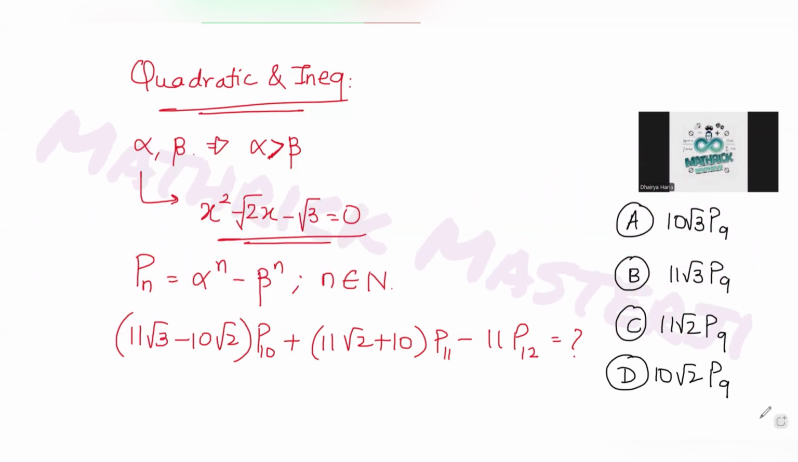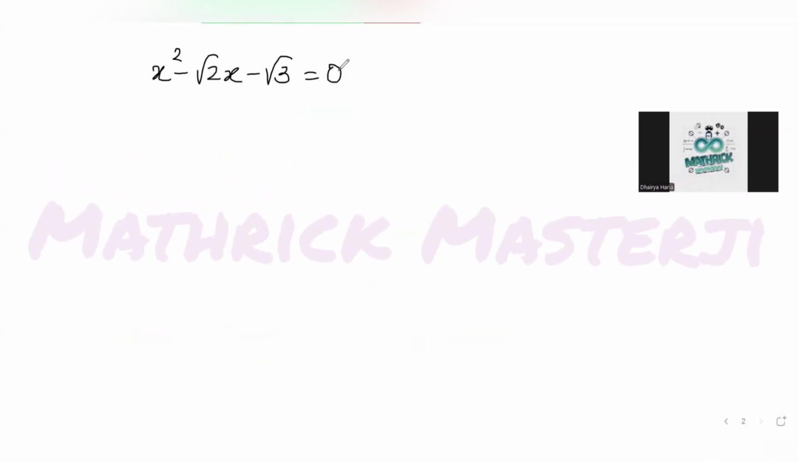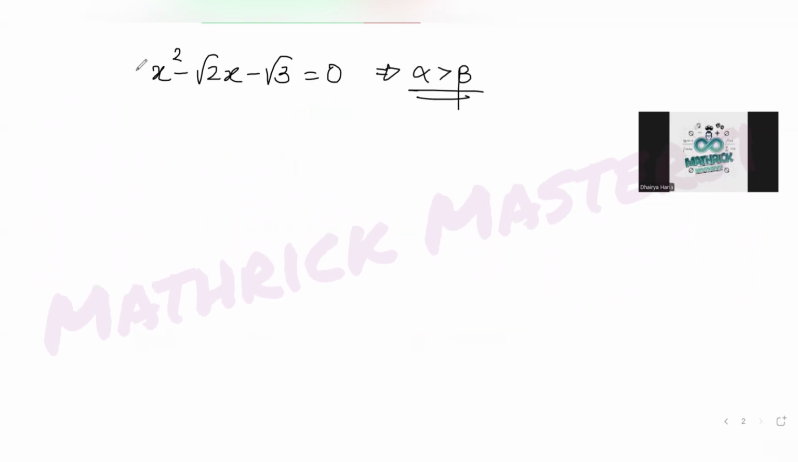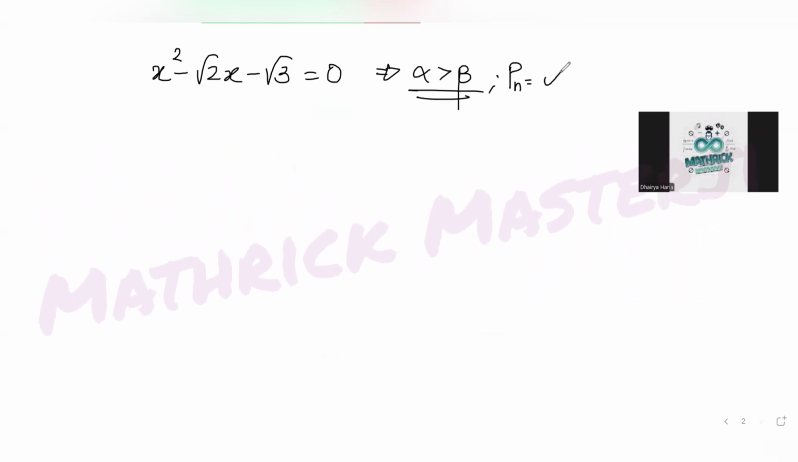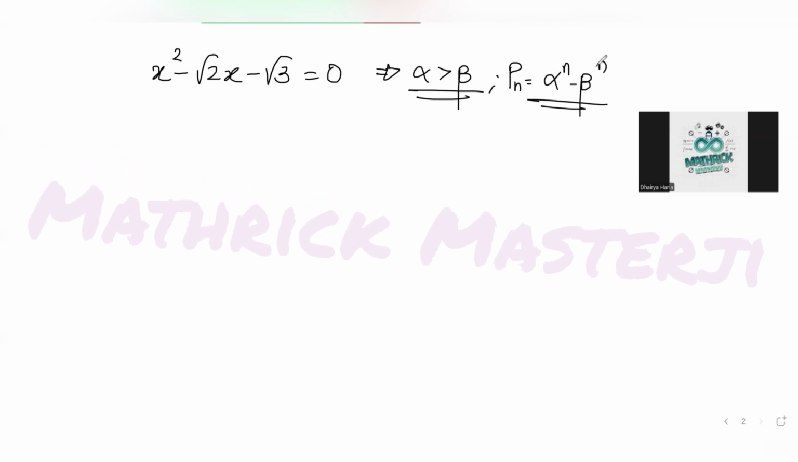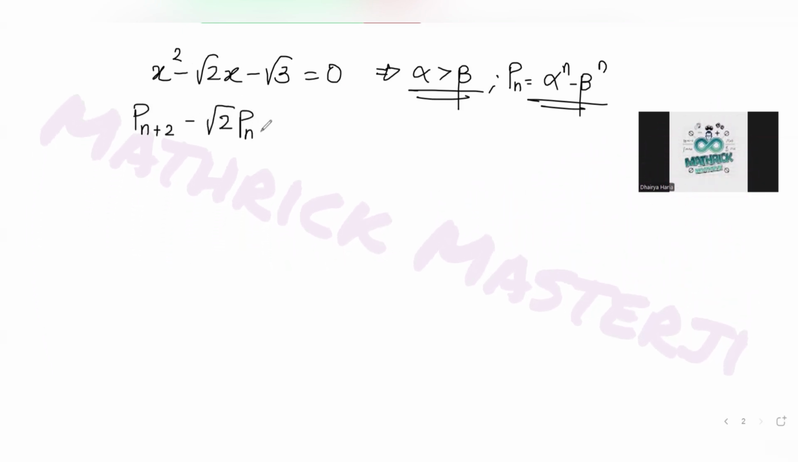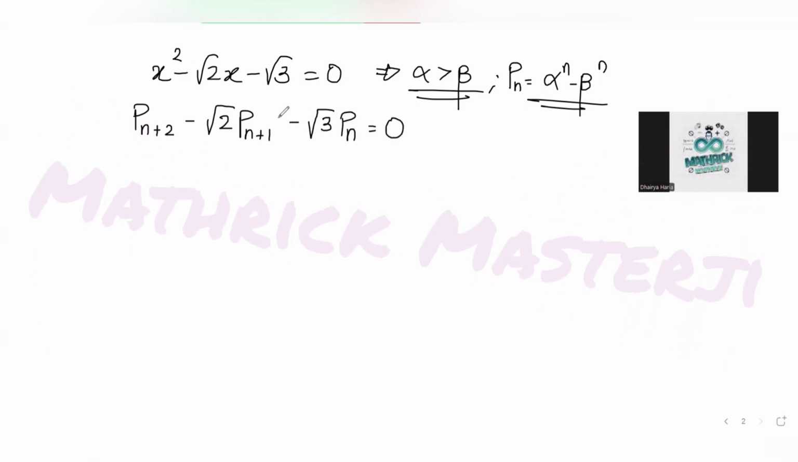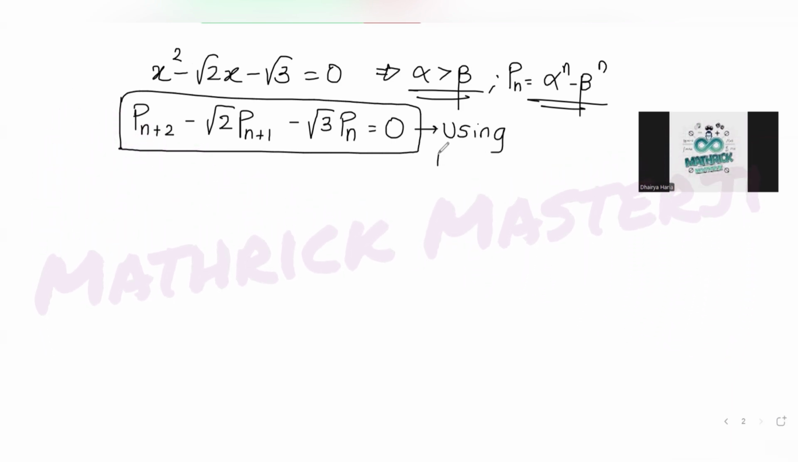So I have been given alpha and beta are the roots of this quadratic equation, x square minus root 2x minus root 3 equals 0. We have been told alpha is greater than beta also, and that Pn is alpha raised to n minus beta raised to n. So using Newton's theorem, I can just write this as P n plus 2 minus root 2 times P n plus 1 minus root 3 times Pn is equals to 0.